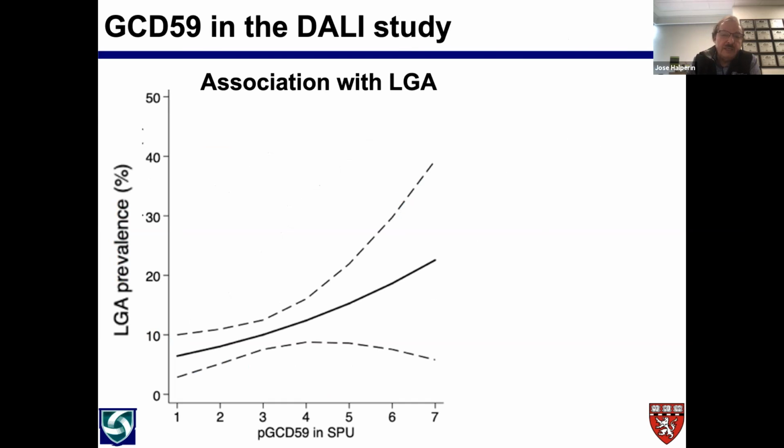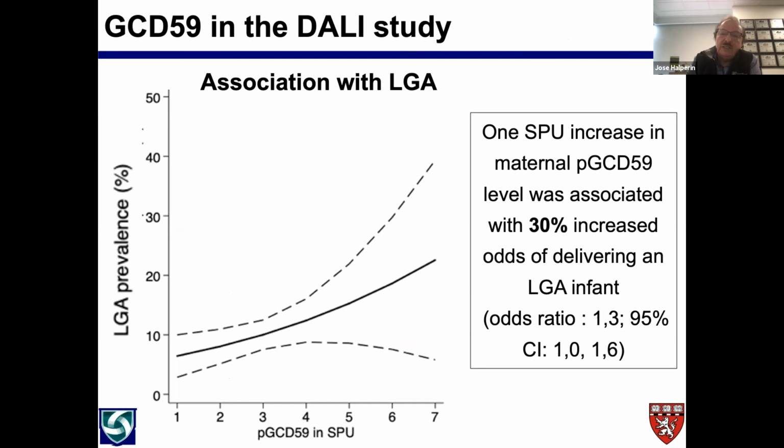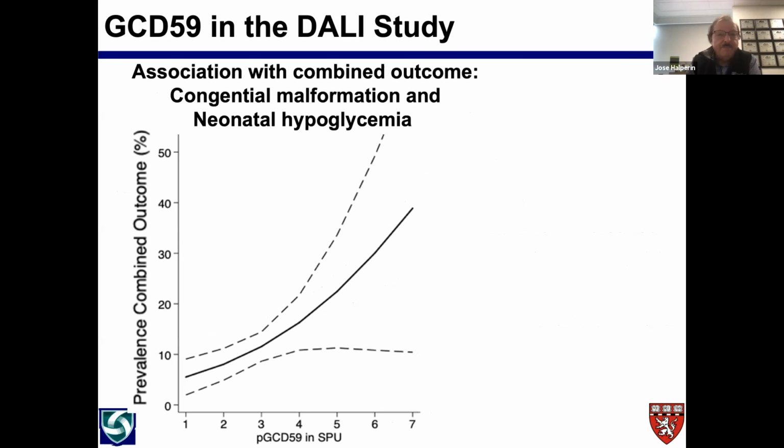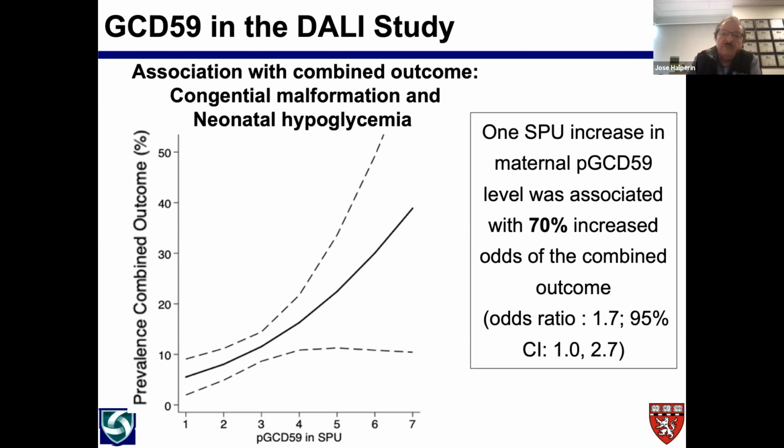Also, levels of glycated CD59 in the mother were associated with the prevalence of large for gestational age babies, to the point that a 1 unit increase of glycated CD59 was associated with a 30% higher odds ratio of a large for gestational age baby. It was also associated with other abnormal outcomes, for example, a 1 unit increase of glycated CD59 was associated with a 70% increased odds ratio for a combined abnormal outcome of congenital malformation and neonatal hypoglycemia.